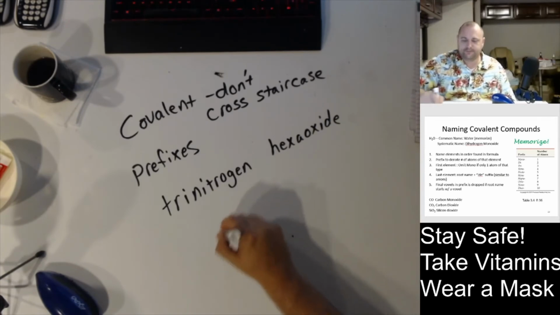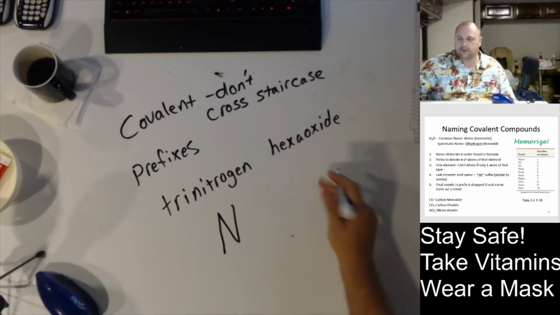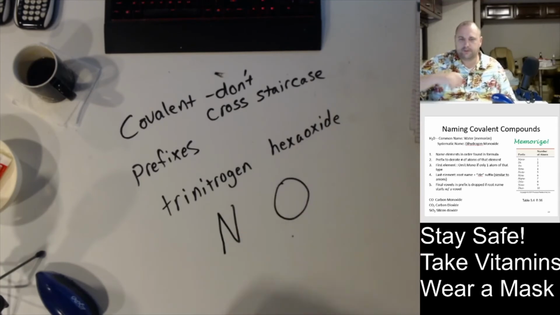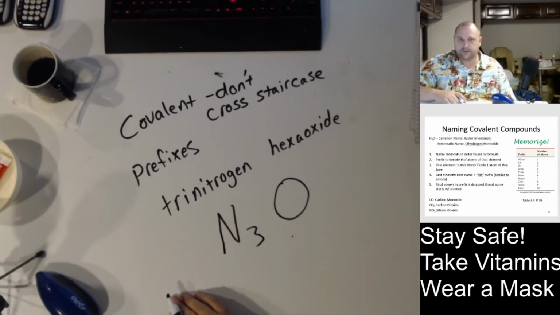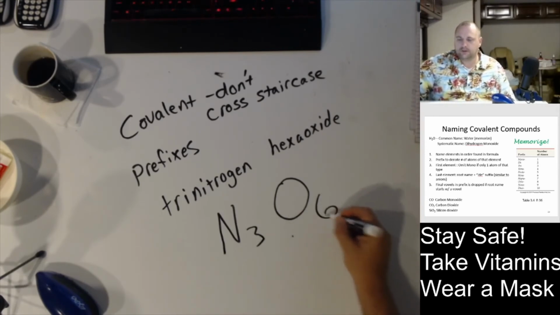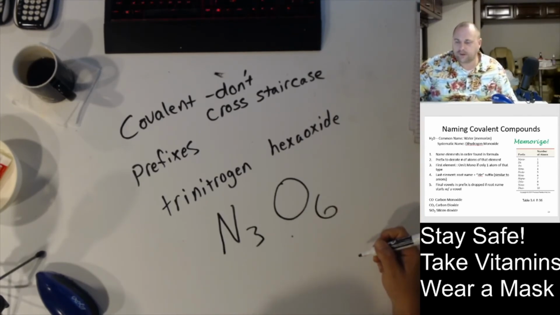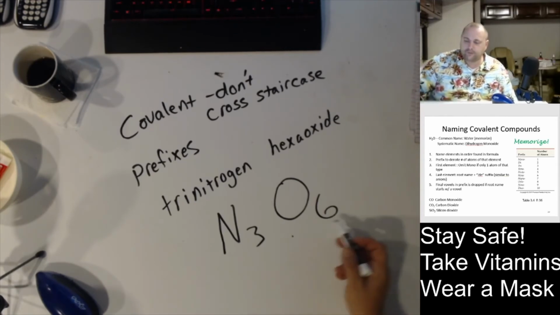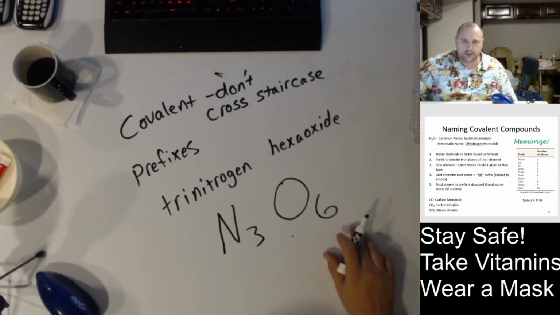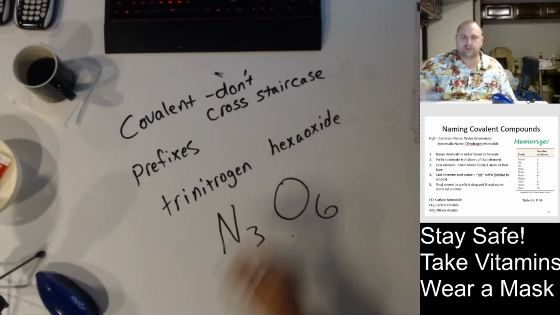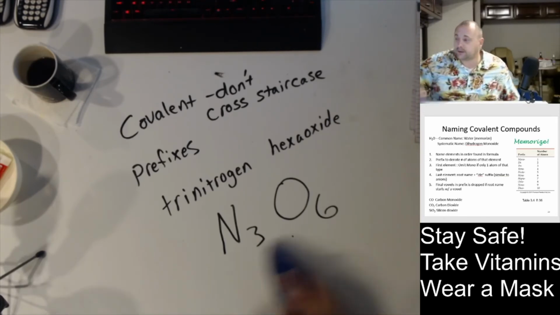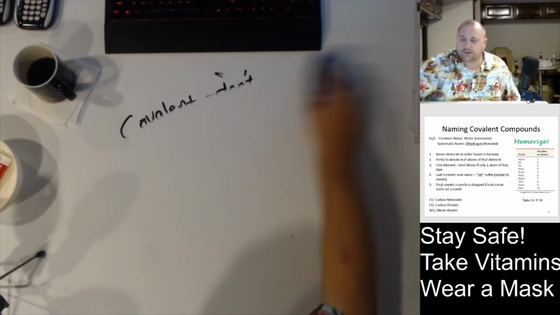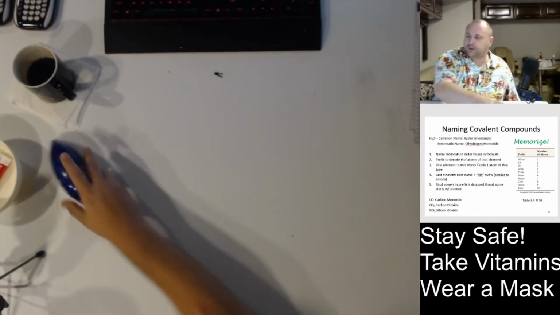So nitrogen, an N, oxide, so there's my O. I've got 3 nitrogens, 6 oxygens. I don't have to reduce this ratio. I don't have to do any of that extra work. It's 3 to 6, exactly as we see it. So the covalent system with these prefixes, really not too bad. Not too bad at all. All right. So coming into it and out of it, really not too bad.